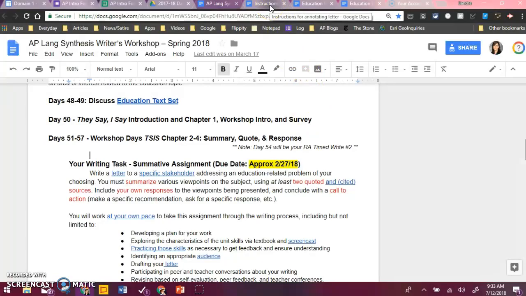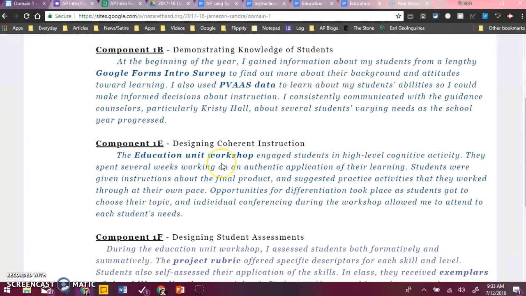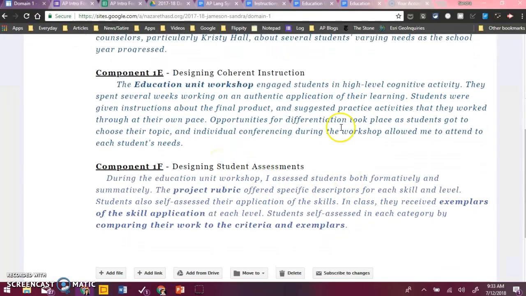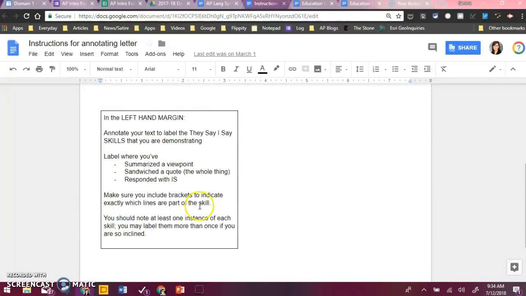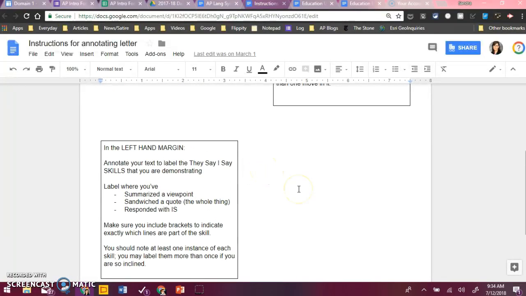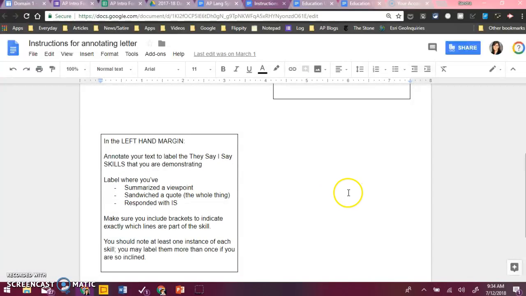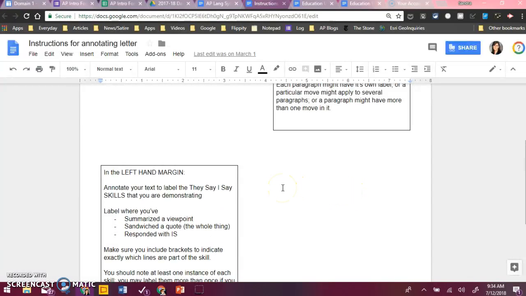And then finally, Domain 1F is about designing student assessments. And I thought the assessment process for this writing workshop actually worked really well too. First thing I did was I had them self annotate for the skills. Like, okay, these are the skills that we're going to be looking at. These are the skills that are on the rubric. Mark in your papers where you've done them, because I wanted them to make sure that they knew very intentionally what they had done and why they had done it.